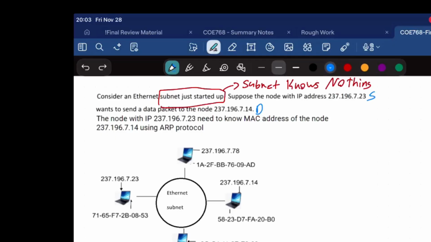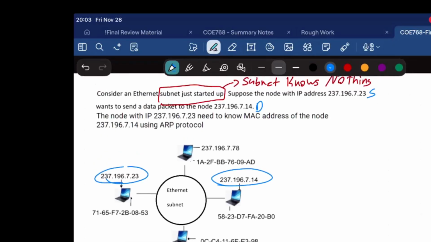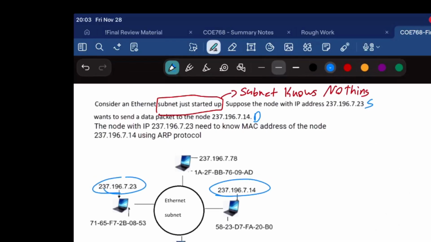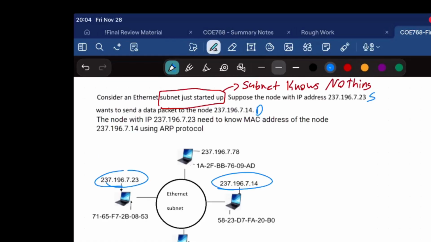The node with IP 237.196.7.23 needs to know the MAC address of the node 237 ending in 14. So here we have these two nodes of interest, the source and destination, source on the left, destination on the right. So the question is now asking, what is the destination address for the first Ethernet frame out on the subnet?